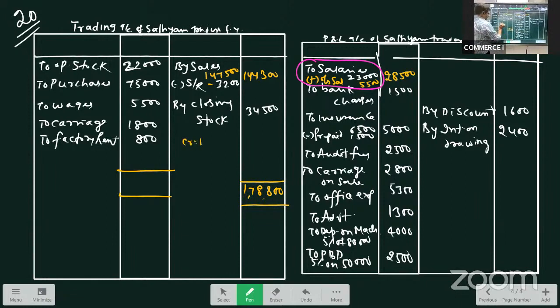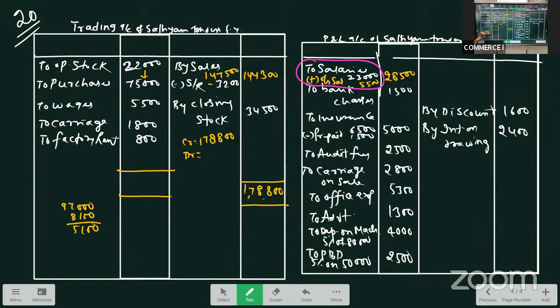Credit side total is 1,78,800. And debit side we have 1,12,500. Let us do the total here somewhere. 22,000 plus 75,000 is 97,000. 55 plus 18, it is 73,800.